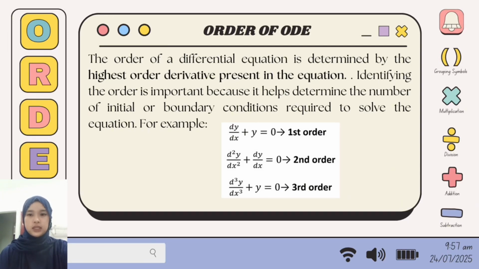Second example is d square y over dx square plus dy over dx equals 0. The highest derivative is the second derivative. So this is a second order differential equation.